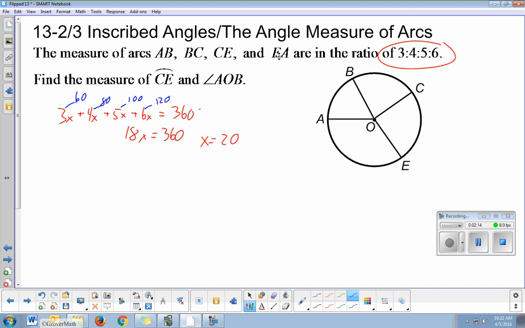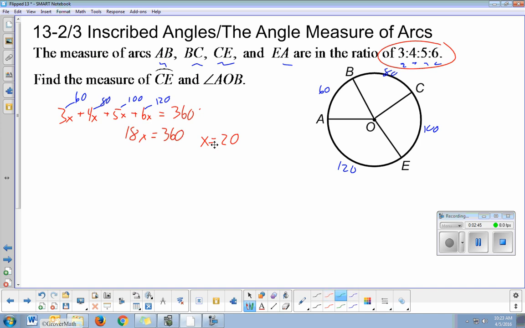And these measurements correspond to the arcs in the order they're listed here. The first one corresponds to AB, the second one BC, the third one CE, and the last one EA. So AB is the first one mentioned, that's my 60. And BC is next, that's going to be the 80, followed by the 100 for CE, and EA is 120. And of course, it should look like this one's smaller than this, and so on.